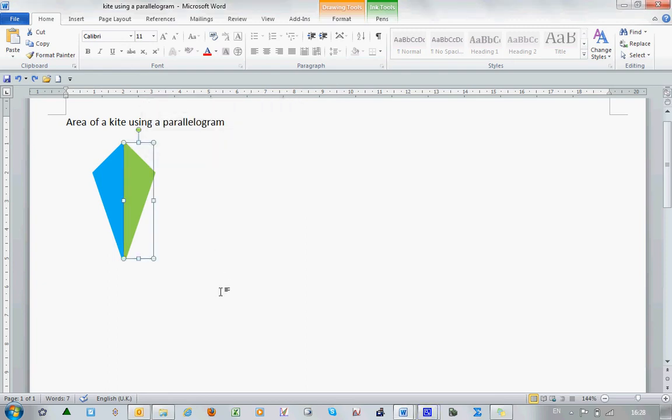Okay, so in this video we're going to look at a kite. We're going to try and find the area of the kite, but we'll transform it into a parallelogram. We're going to rotate it, move it and twist it around to make a parallelogram. This is how this works. What we're going to do first is just split our shape.